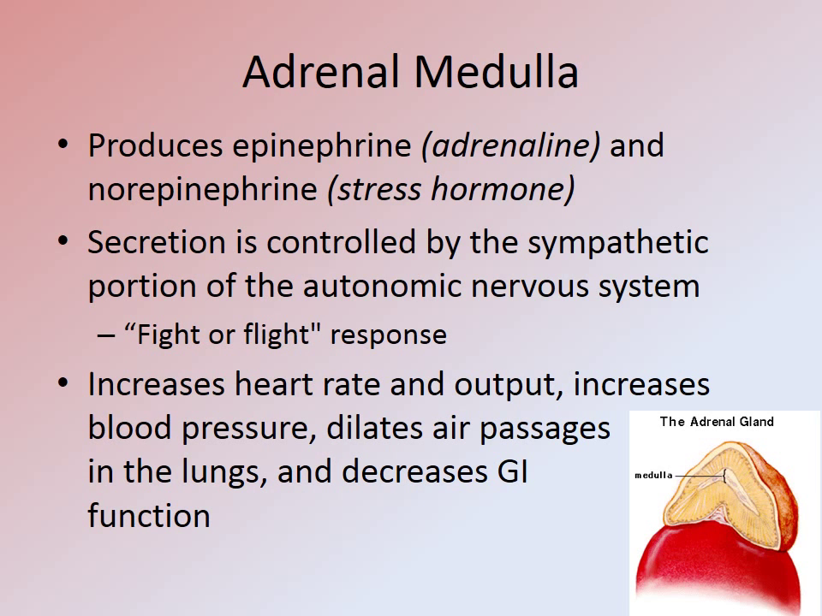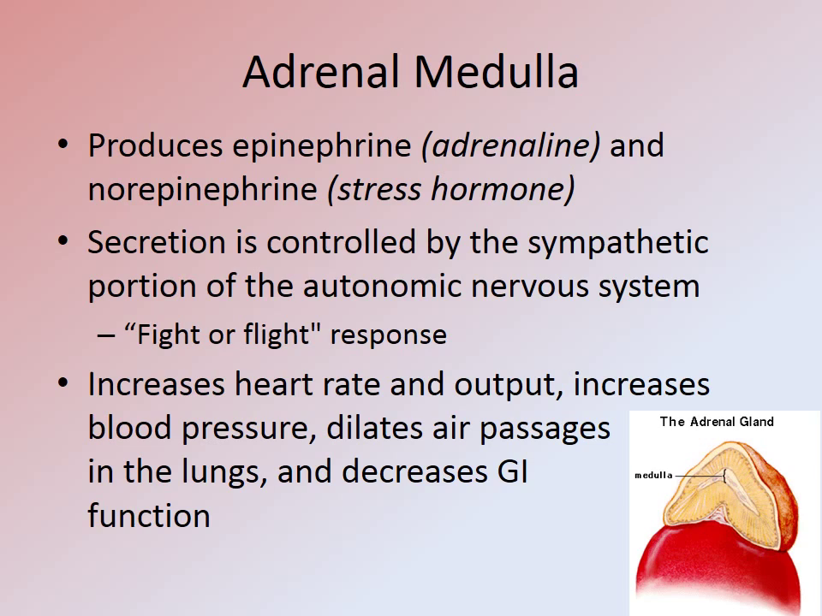So the medulla, that was the adrenal cortex, the medulla, which is the middle layer, produces epinephrine, which is also termed adrenaline, but we use the term epinephrine, and norepinephrine, which is also a stress hormone. Secretion is controlled by the sympathetic portion of the autonomic nervous system. So this doesn't have anything to do with the pituitary gland and the negative feedback system. This just has to do with the nervous system and the sympathetic nervous system, specifically in the fight or flight response.